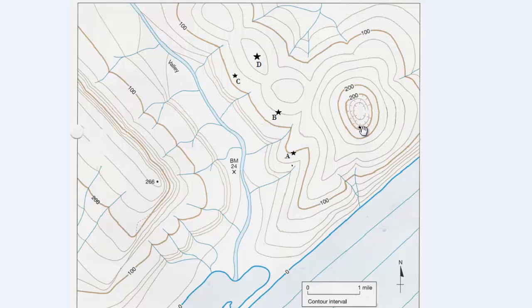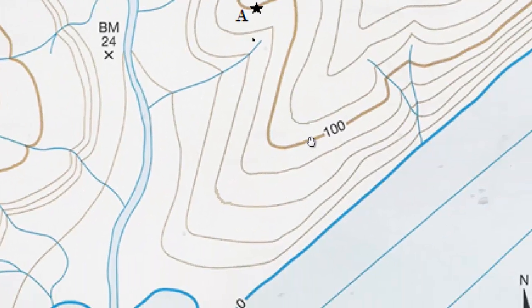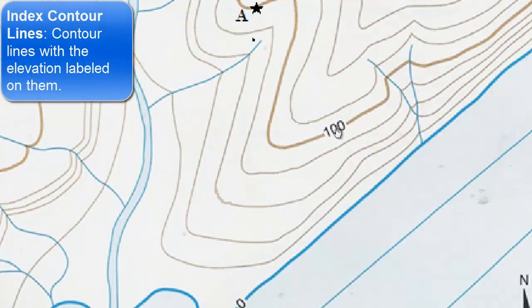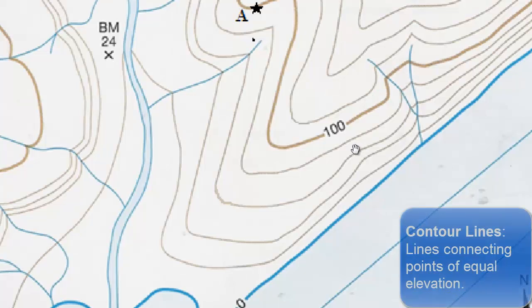So again, these brown lines are called contour lines. There are actually 2 kinds of contour lines. There's the regular contour lines here that are light brown, but then there's also contour lines with the numbers on it. These are known as index contours. Just like an index of a book tells you the page number, index contours tell you the elevation of that line. And each point that is on this line is that elevation. All right? That's what contour lines are.